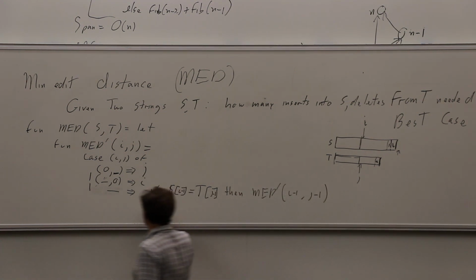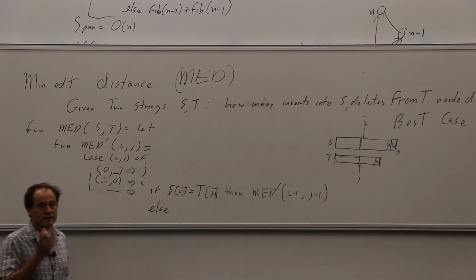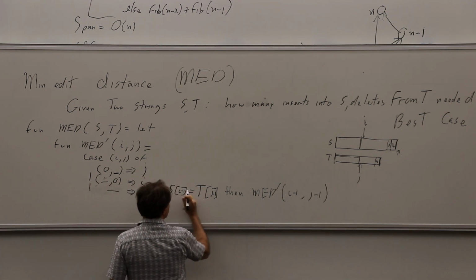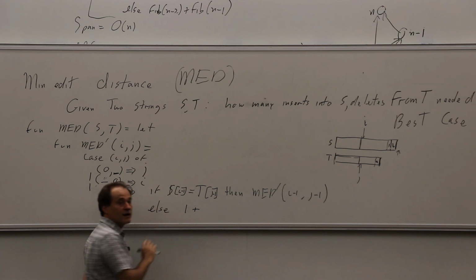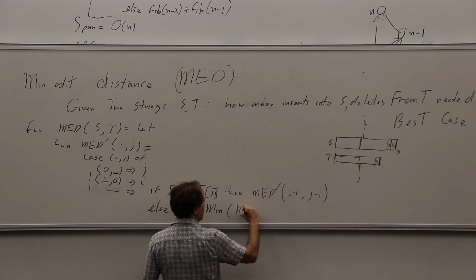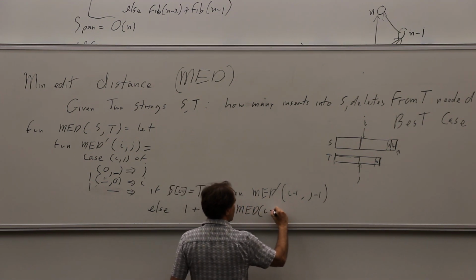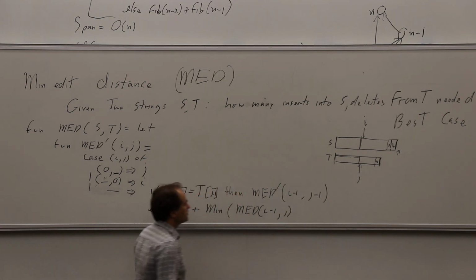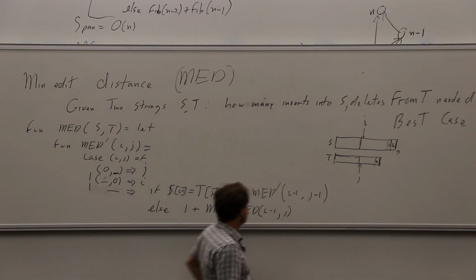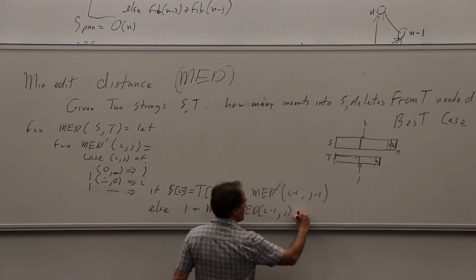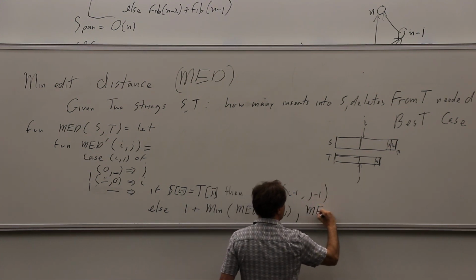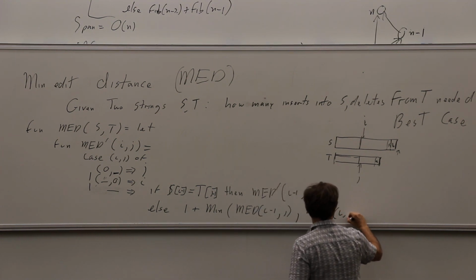Else, what do we do in this case? Yeah, we take the min. We'll take 1 plus. We pay 1 for an edit. This is either an insertion or a deletion. And it's the min of 2 recursive calls, either MED of i minus 1, j, in which case this one corresponds to moving my finger here, which corresponds to a delete on S. So this is sort of the cost of a delete. Or it's an insertion into T. So that would be MED of i and j minus 1.